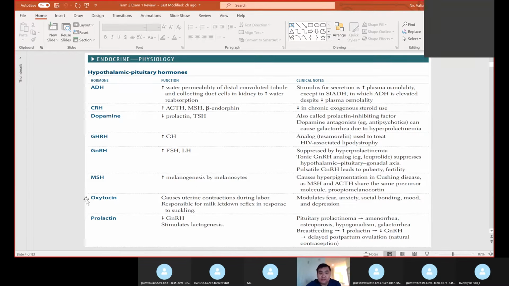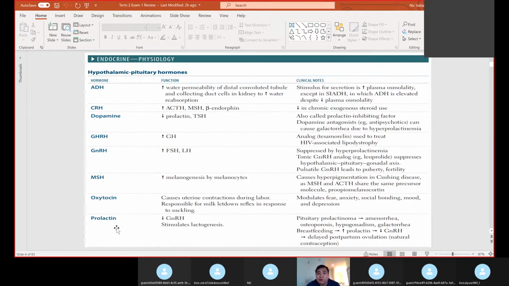Another high-yield hormone, oxytocin. What does it do? Uterine contractions during labor and your milk letdown reflex in response to suckling. That's your oxytocin. Another important thing, it modulates fear, anxiety, social bonding, mood, and depression. That's why when a baby is born, they put him on the mom's breast to breastfeed. Why? Because it promotes social bonding. Oxytocin, high yield.